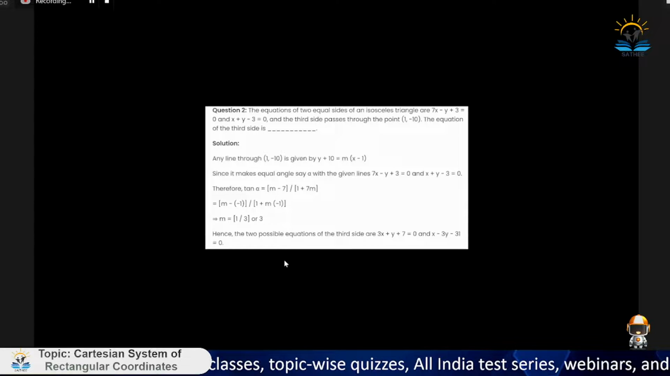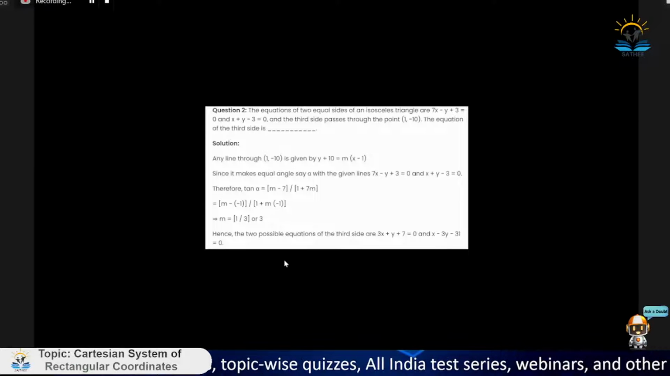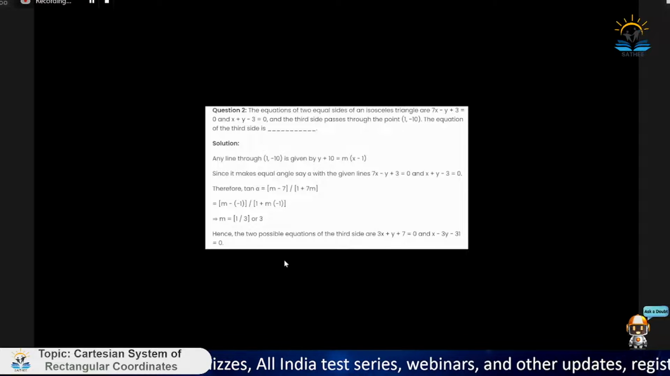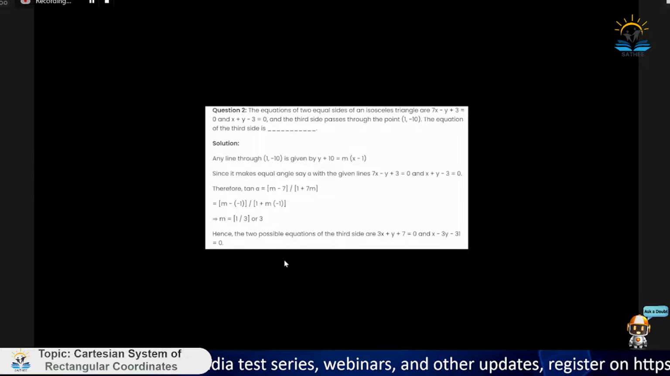And here the next question says that the equations of the two equal sides of an isosceles triangle are 7x minus y plus 3 equal to 0 and x plus y minus 3 equal to 0.